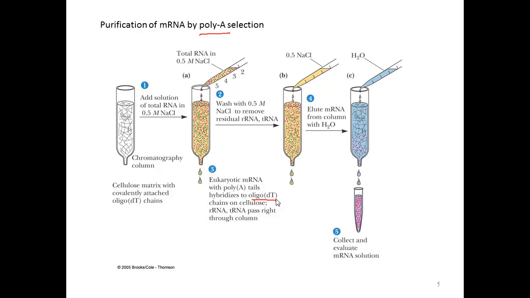So in this example, we start with total RNA. We'll apply it to a column in the presence of large amounts of salt. Ribosomal RNA and transfer RNA will pour right through the column. The messenger RNA will stay on the column. We'll continue to wash with more sodium chloride, purifying it, getting all the other items off the column. And finally, we'll elute with H2O to get the RNA off the column.